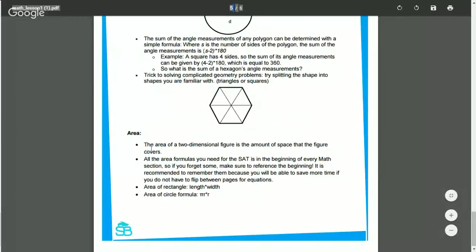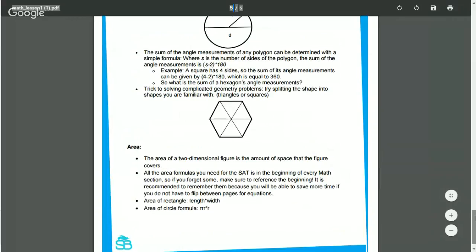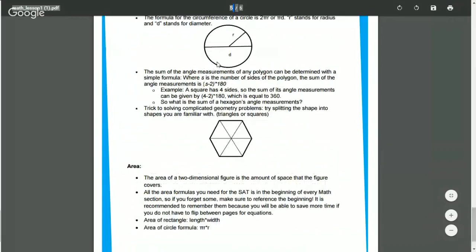The area of a two-dimensional figure is the amount of space that the figure covers. So in the hexagon shown above, the area would be everything that's inside, as bounded by the side lengths. For example, in the hexagon, everything inside the boundary.